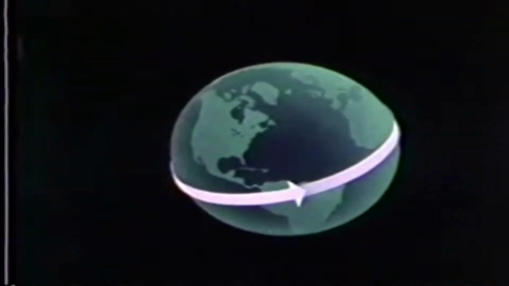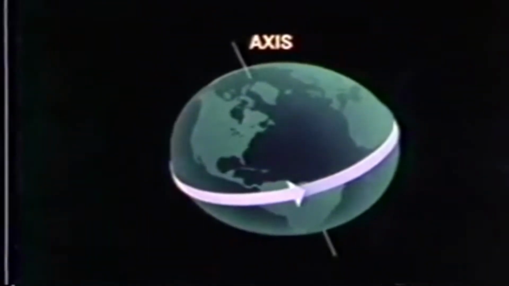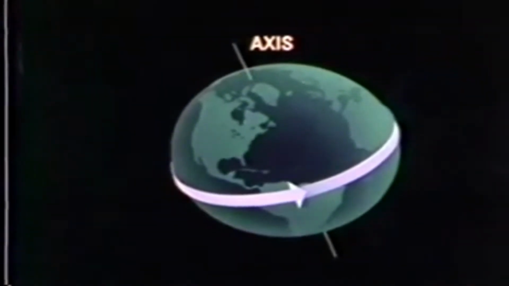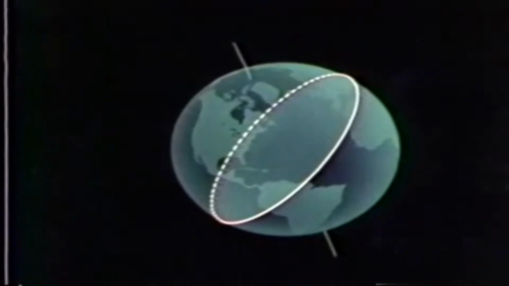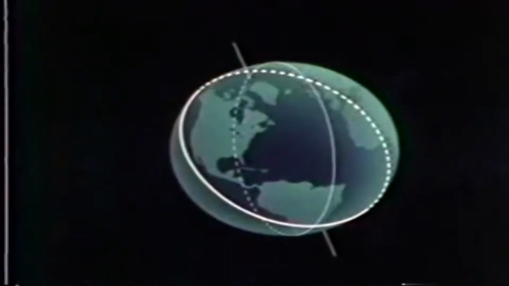Let's begin on the Earth, or the terrestrial sphere, as it is sometimes called. The Earth rotates around an imaginary line called the axis. The intersection of the axis and the surface of the sphere are designated the North and South poles. A plane that cuts through the center of the Earth creates an arc on the Earth's surface known as a great circle. There can be any number of great circles.